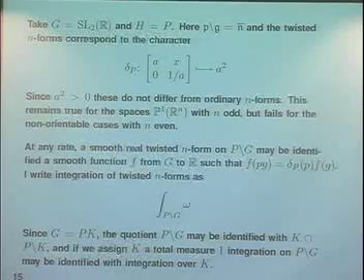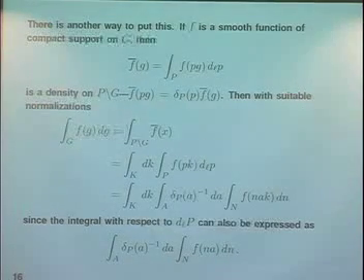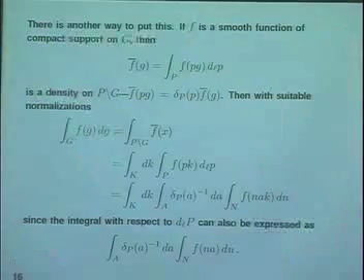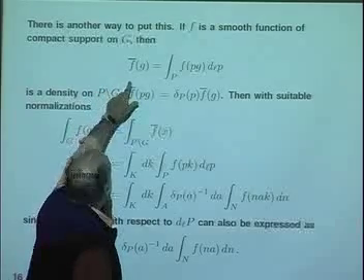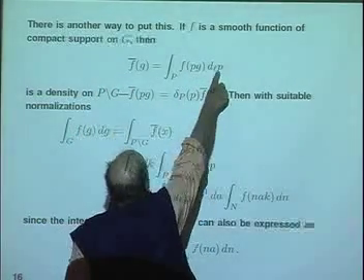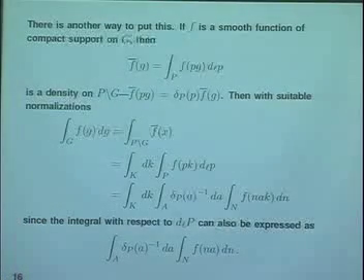Right. And so when I'm all through, no, not quite. I'm not quite through. There's another way to put this. If I take a smooth function with compact support on G, then I can integrate it over P with respect to a left measure. And integrating over P with respect to a left measure is easy. I'll say something about that in just a moment.